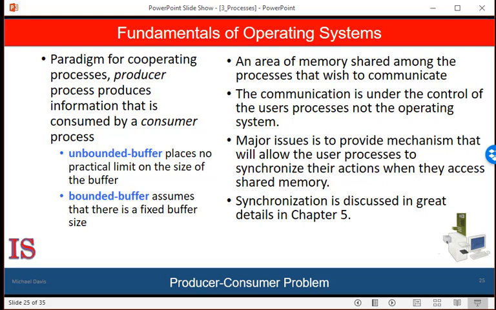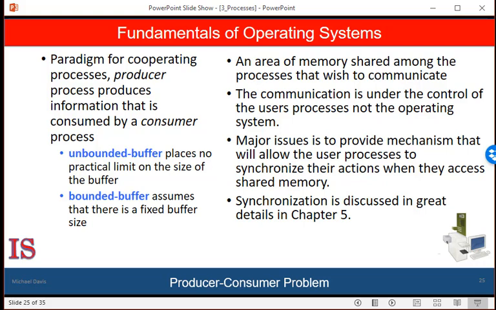One solution to the producer-consumer problem uses shared memory. To allow the producer and consumer processes to run concurrently, we must have an available buffer of items that can be filled by the producer and emptied by the consumer. This buffer will reside in a region of memory that is shared by the producer and the consumer. A producer can produce one item while the consumer is consuming another item.